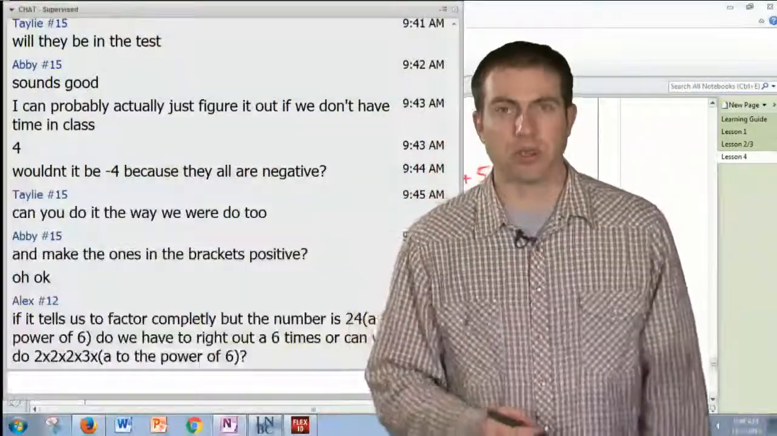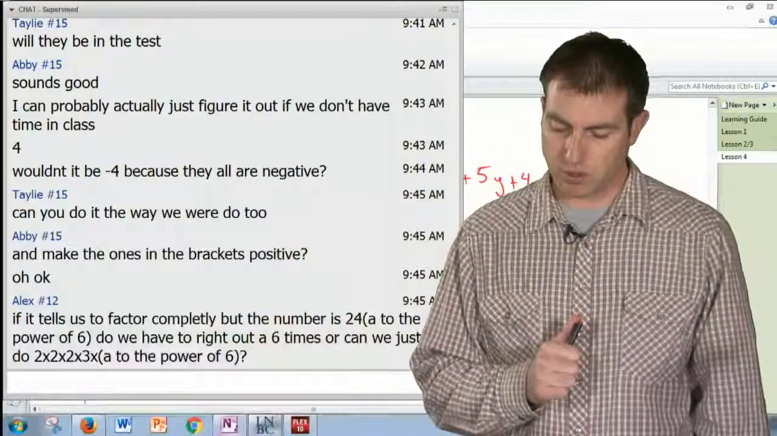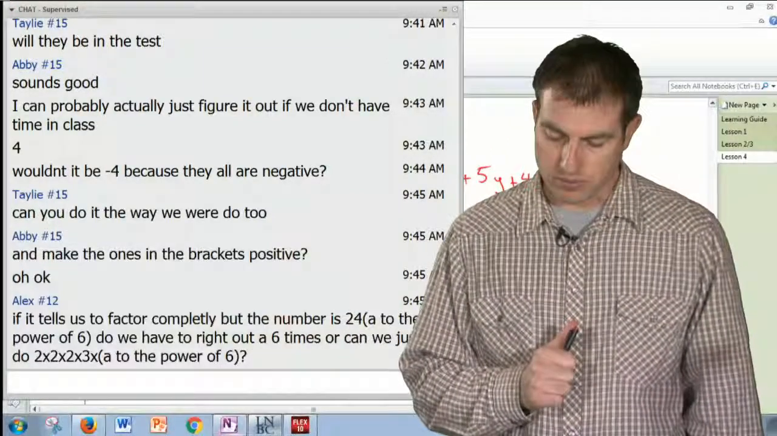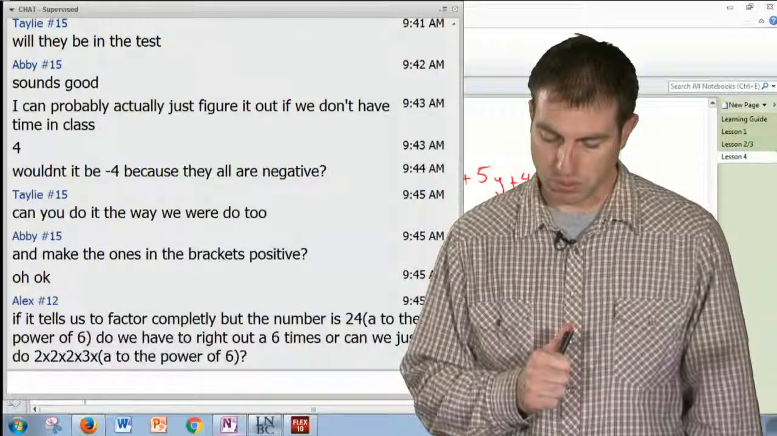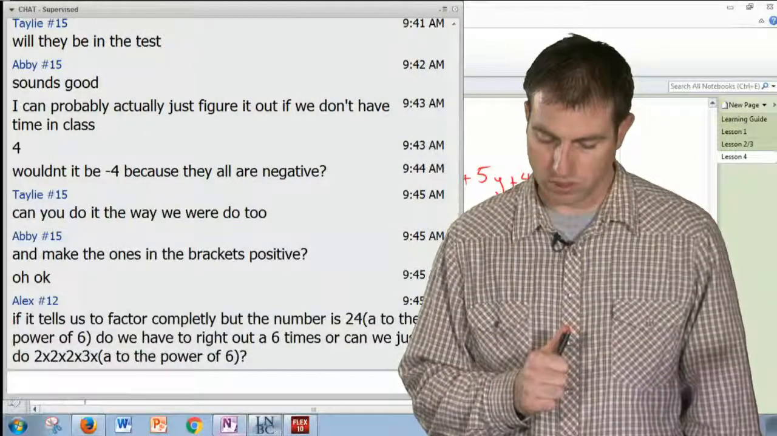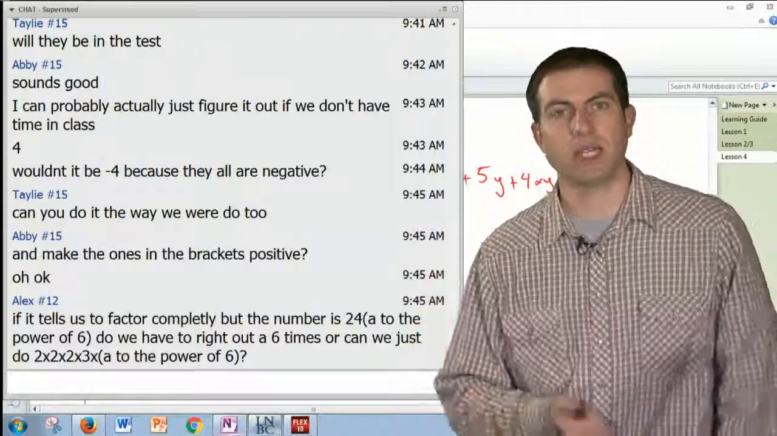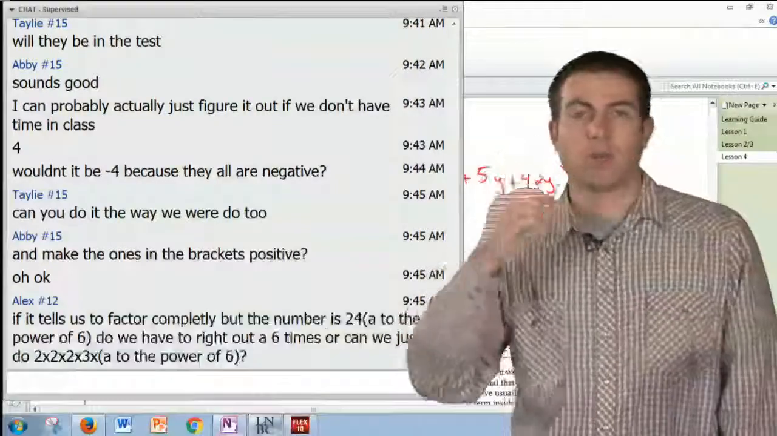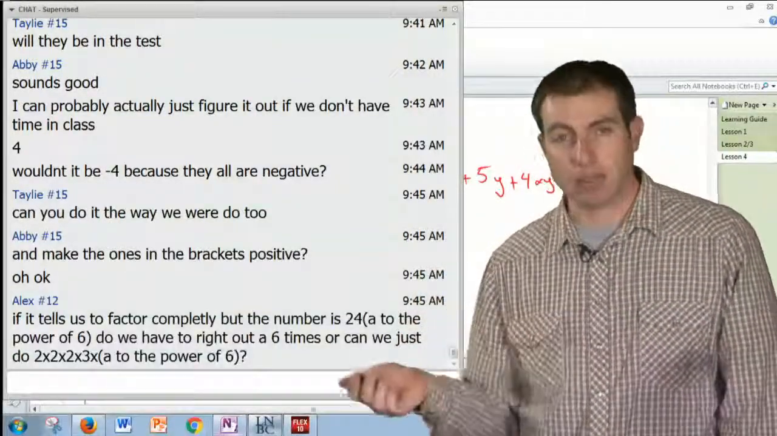Alex, I saw you pull in a question here. If it tells us to factor completely, but the number is 24, 8 to the power of 6, do we have to write out 8 six times, or can we just put 2 times 2 times 2 times 3 and 8 to the power of 6? For the way we've been doing it, if we're looking at what's common and we're circling the common things, it makes more sense to write that 8 out six times.